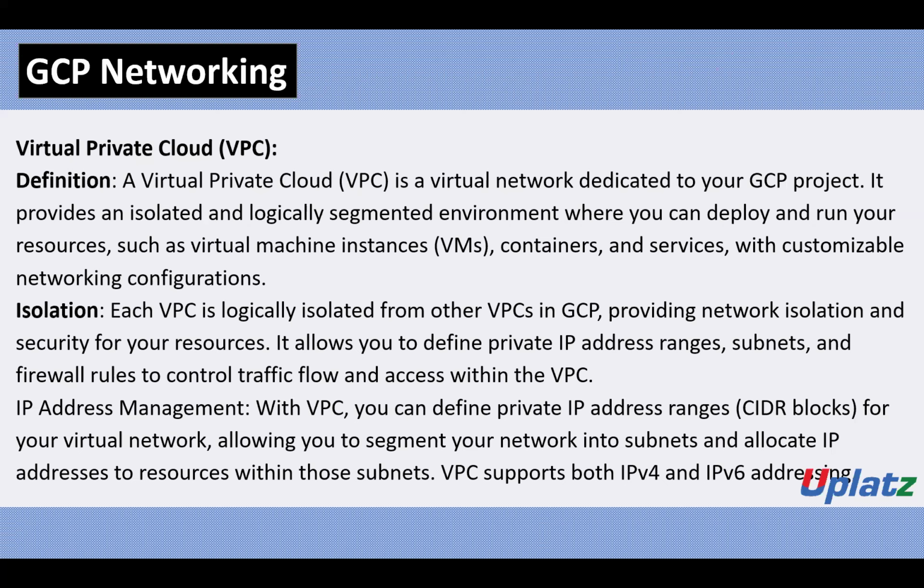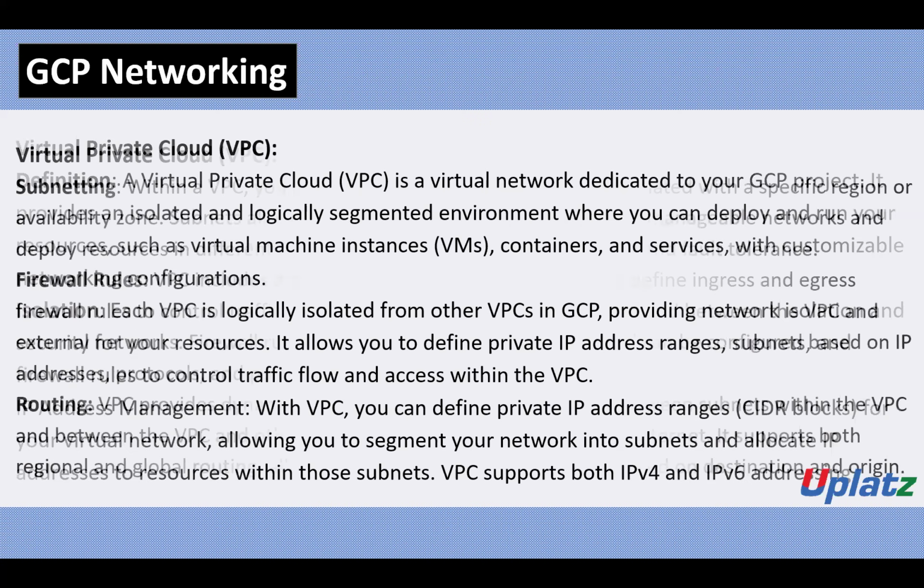Next point, IP address management. With a virtual private cloud, you can define private IP address ranges for your virtual network, allowing you to segment your network into subnets and allocate IP addresses to resources within those subnets. Virtual private cloud supports both IPv4 and IPv6 addressing.